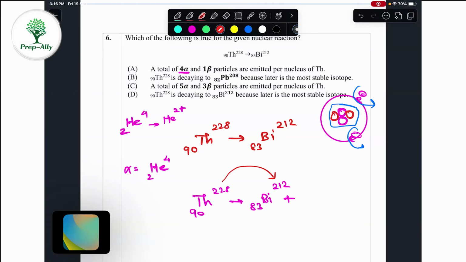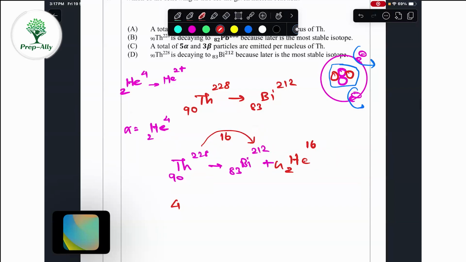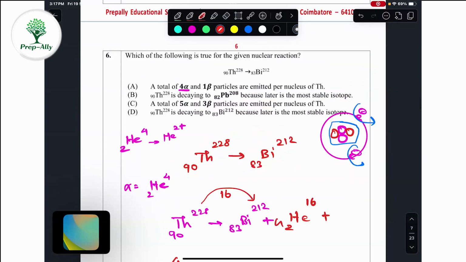How much change is happening to the mass number? Around 16, right? So they are saying 4 alpha particles. The mass number is changed by 16. So if I write 4 alpha particles here, it can balance this. If you add this, you will get this. It can balance the mass number, right? So what about the beta particle? They mentioned the beta particle also, right?